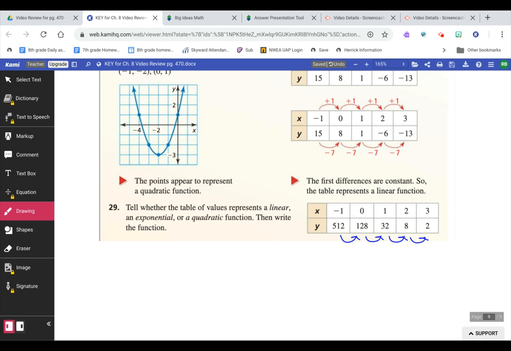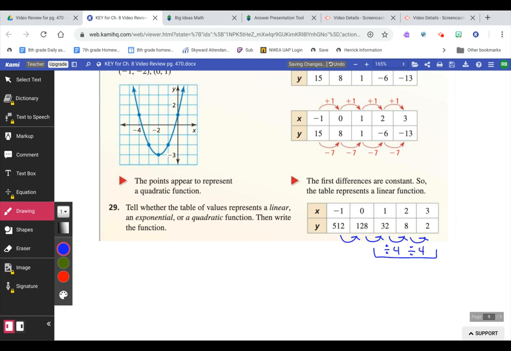So even if you look over here with the smaller numbers, to get from 32 to 8, we're going to subtract 24, and then 8 to 2, we're going to subtract 6. So those are not consistent. So now let's look. 32 to get to 8, we would divide by 4. 8 to get to 2, we would divide by 4.